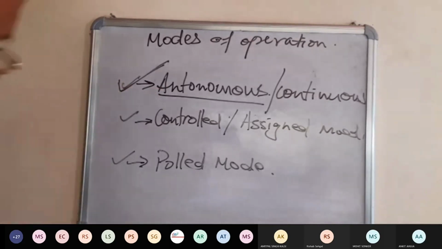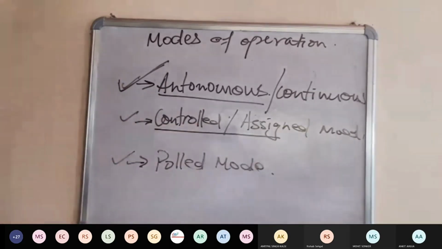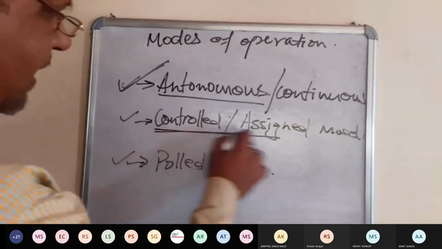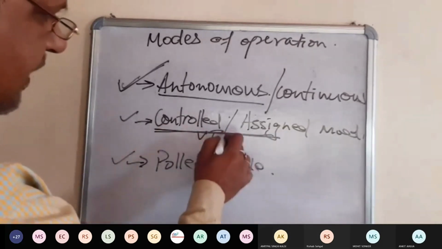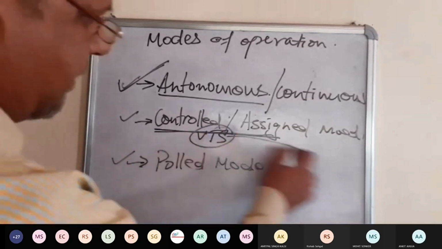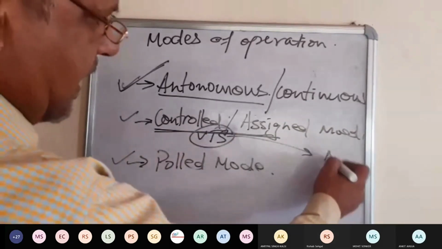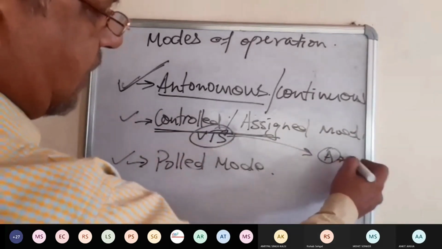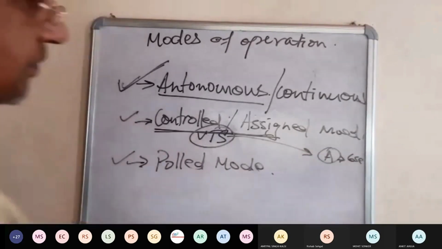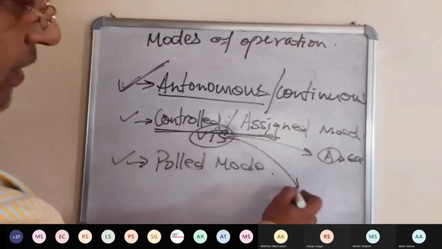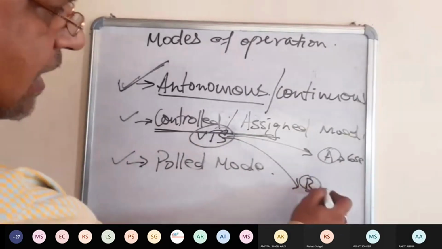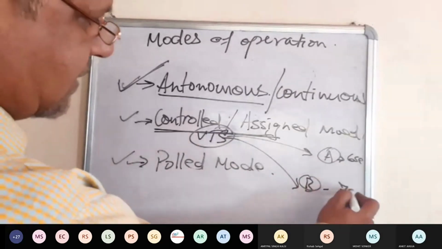But when the ship is coming in the area of a shore-based authority in the coastal area, they can send, let us say VTS. VTS can say, ship A, you transmit every 6 seconds. Ship B, you transmit at every 7 seconds.